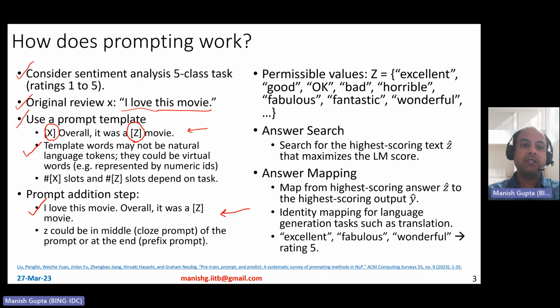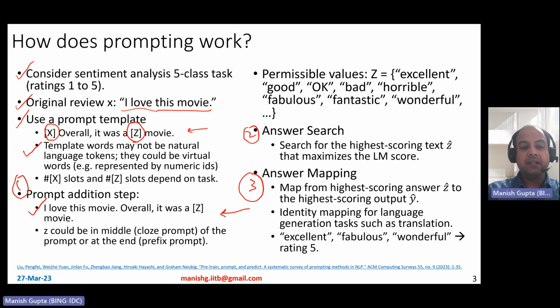For example, for natural language inference, you would have two different X slots, one for premise, one for hypothesis. Also, once you have decided the prompt template, the first step is prompt addition, the second step is answer search, and the third step is answer mapping. In the prompt addition step, you apply the prompt template to the input, which is: I love this movie. Overall, it was a Z movie.